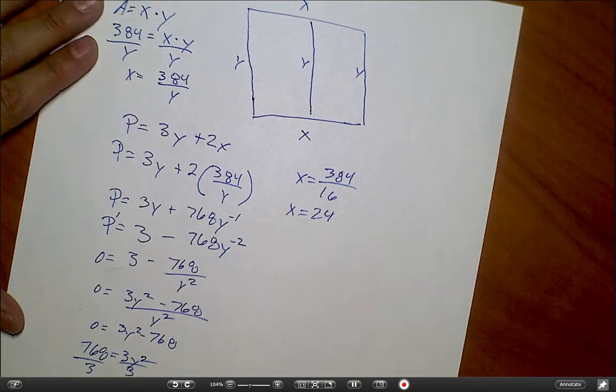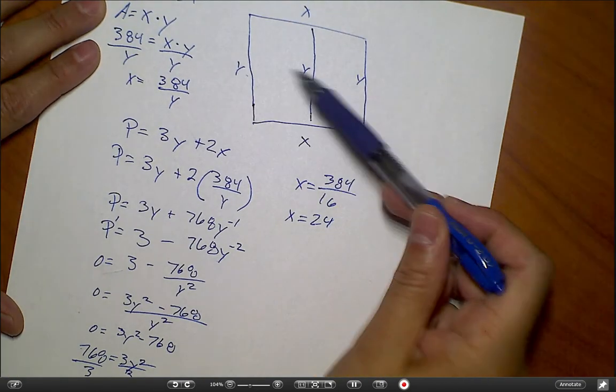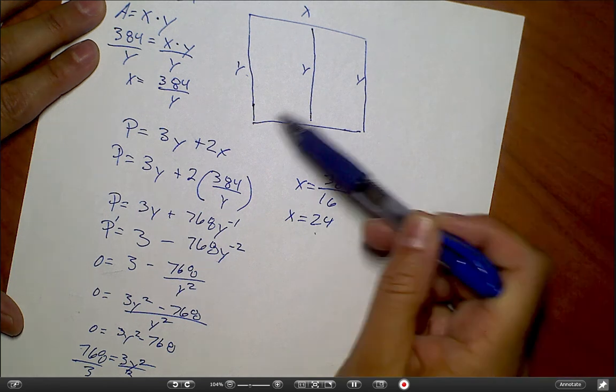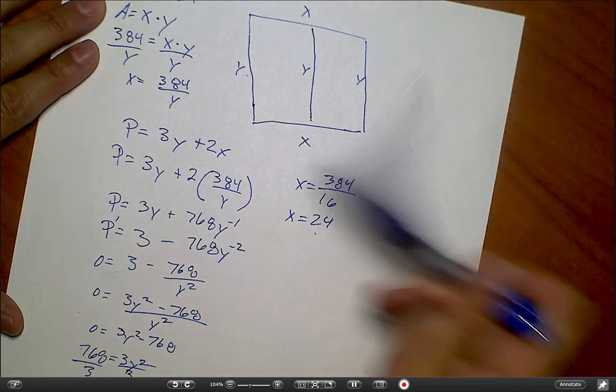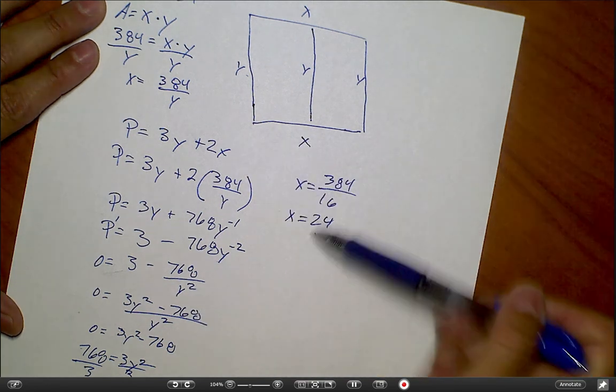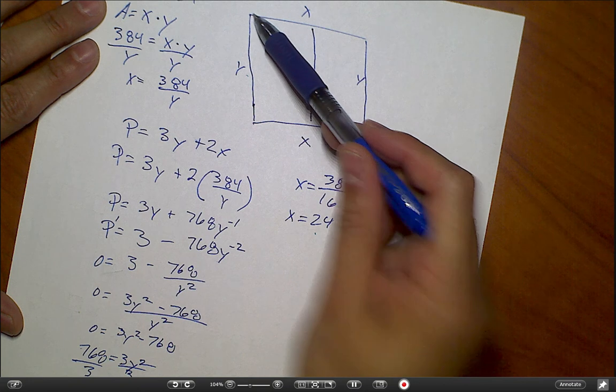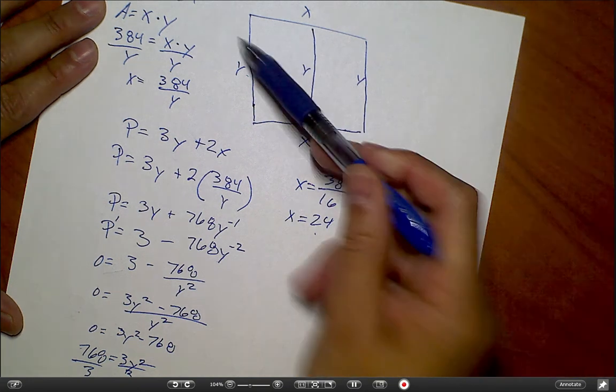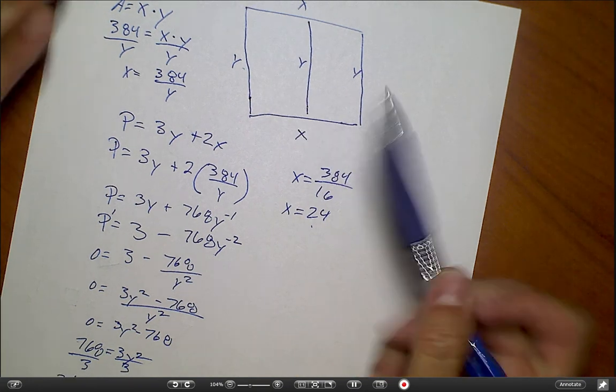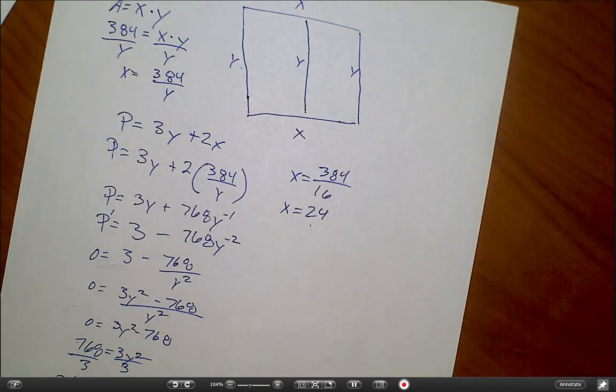So I have my y's, which are here, here, here, and my x's, which are here and here. So the length of this, the area, is going to be 24 by 16. 24 by 16, so that's going to give me the area. But now, what if it asks for the total fencing? What would I do to get the fencing now?